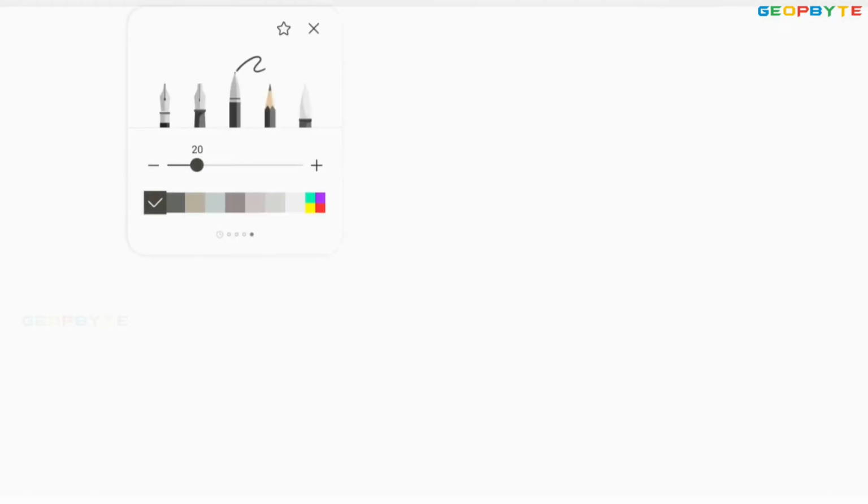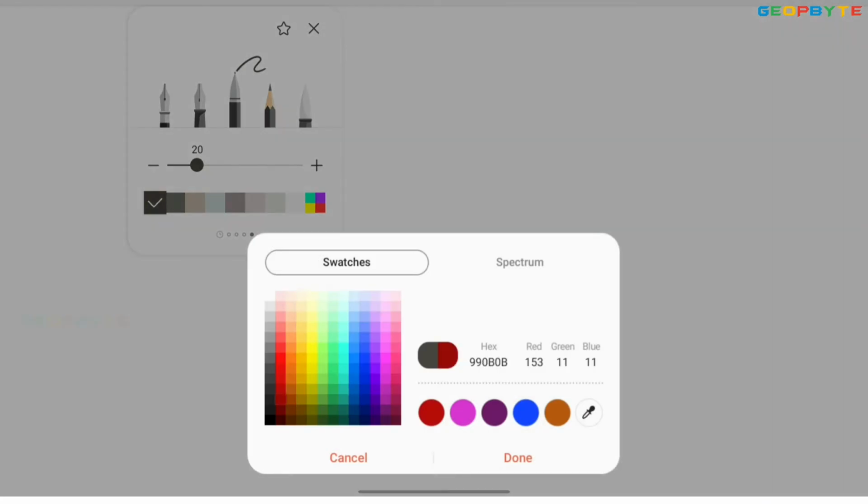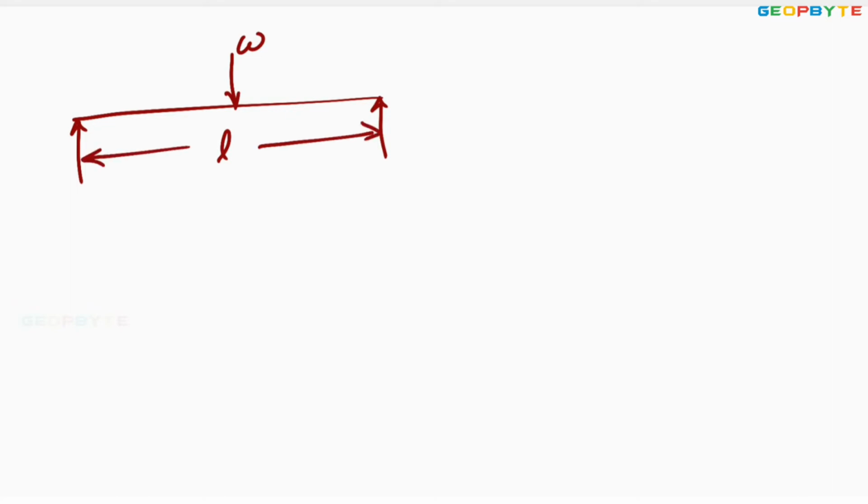First, let us take a simply supported beam that carries a point load at the center. The magnitude of load is W. The length of the beam is L. Then the maximum deflection Y max at the center is WL cube by 48 EI. This is the formula.